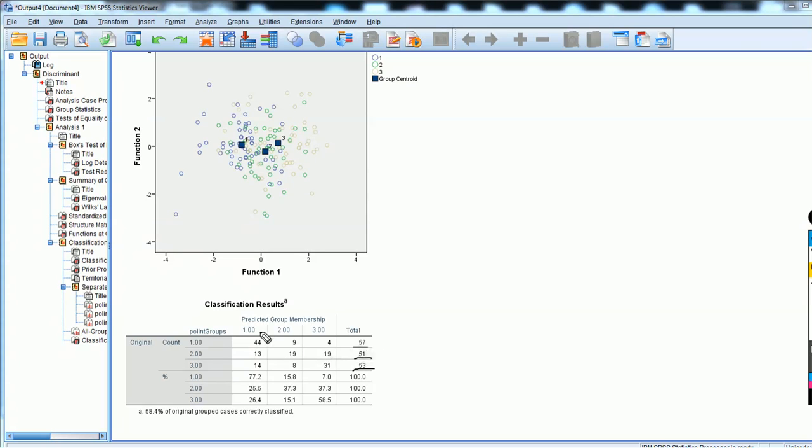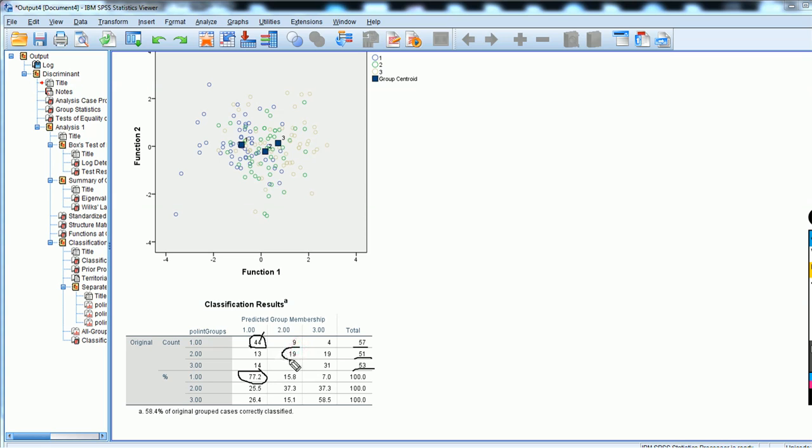So essentially, of the 57 cases that actually were observed to fall in the low interest group, 44 were correctly predicted by the model to fall into that particular group. So that would be a hit. That would be correct classification. So the accuracy rate for that is 77.2%. So 77.2% of the time, the model correctly predicted that a person would fall into group 1, and basically they had actually fallen into group 1.